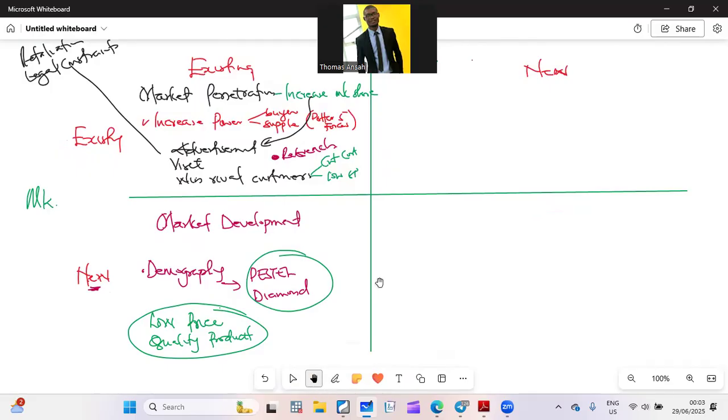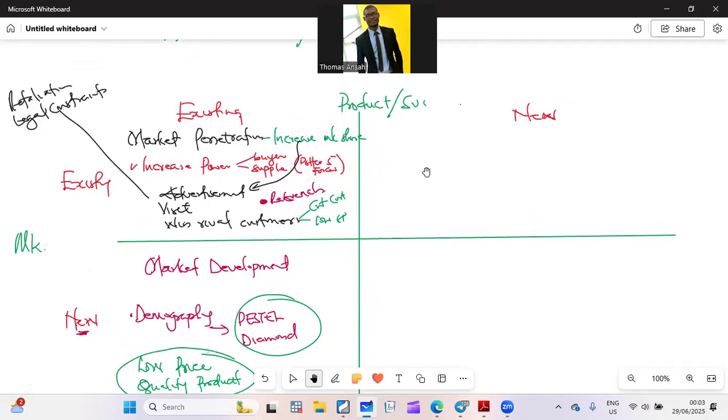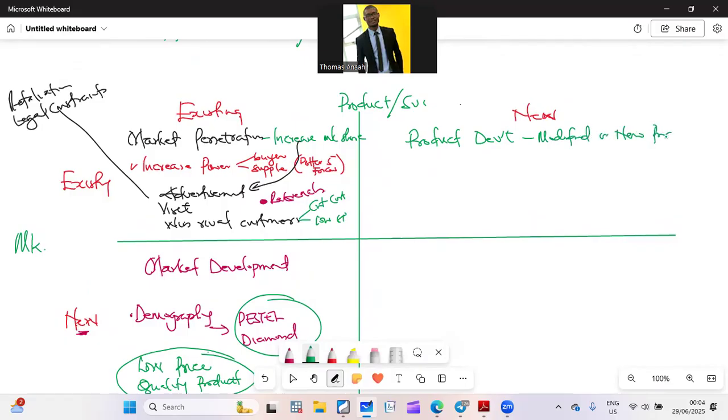All right. So for having a new product, let's say you have a new product in an existing market, that is about product development. Product development: delivering a modified or new product in an existing market. That is what it is about.